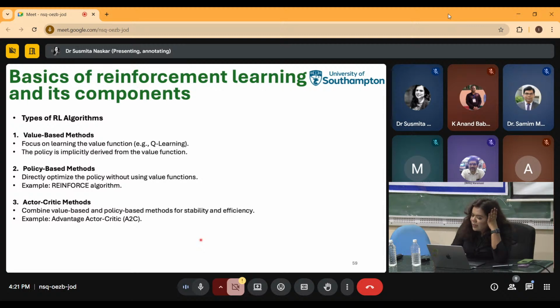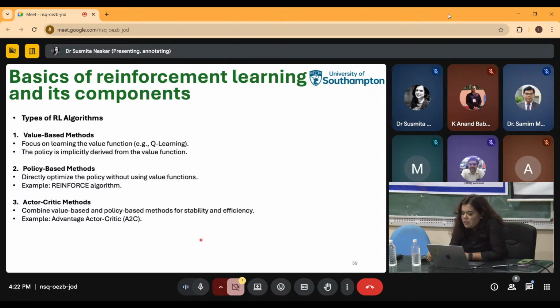And now, as we said, there are mainly three types of reinforcement learning algorithm, each with its own approach to how the agent learns. First is the value-based method. This method focuses on learning a value function. Instead of learning the policy directly, the agent learns how valuable each state-action pair is, and from the value function the policy, or the agent's decision-making rule, is implicitly derived.